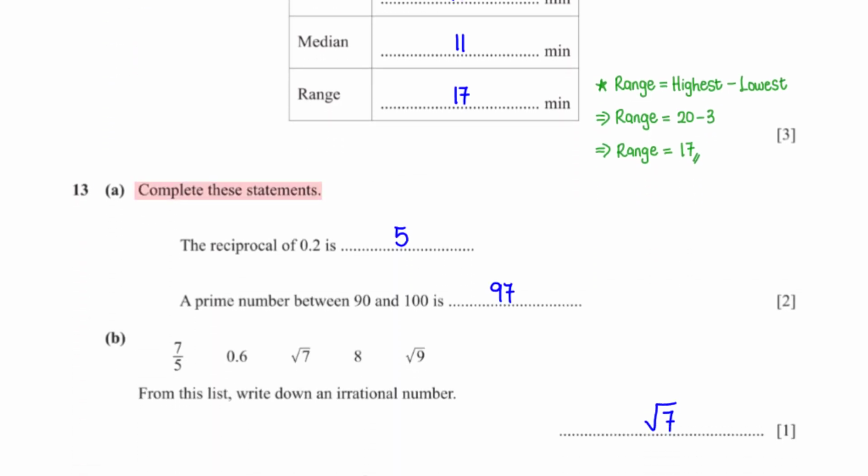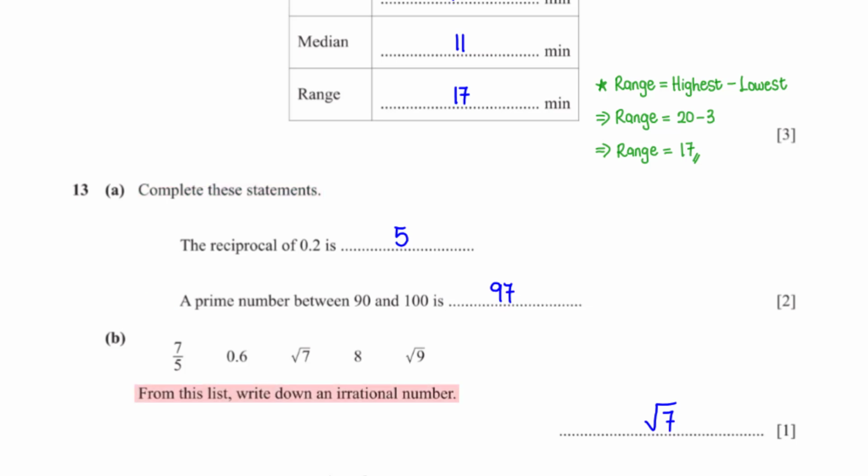Complete these statements. The reciprocal of 0.2 is blank. The reciprocal of 0.2 is 1 over 0.2, which is equal to 5. A prime number between 90 and 100 is 97.